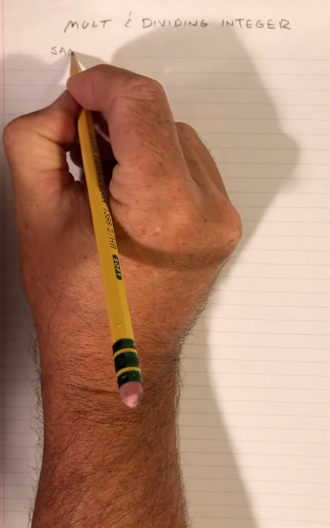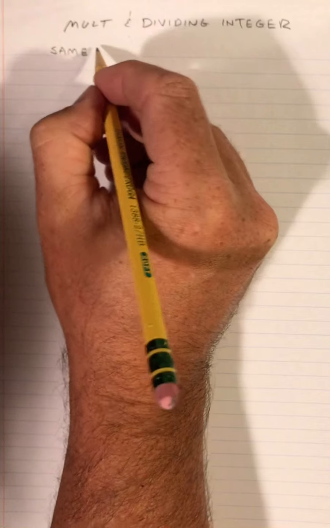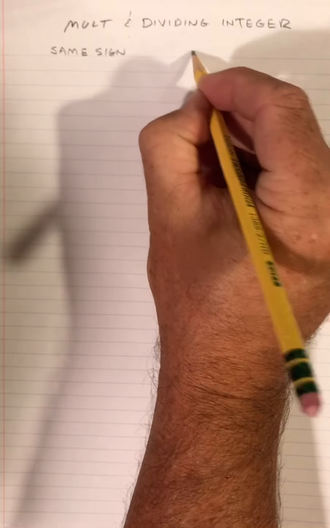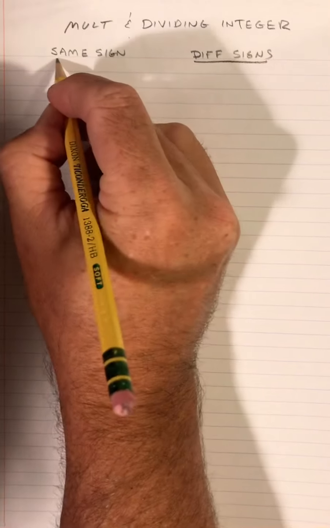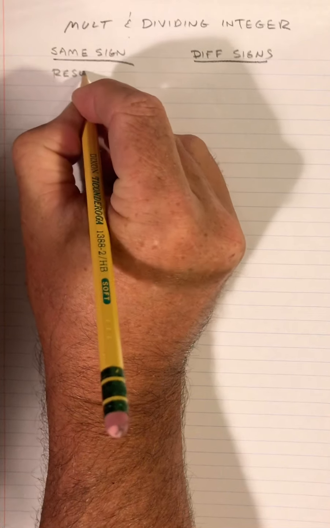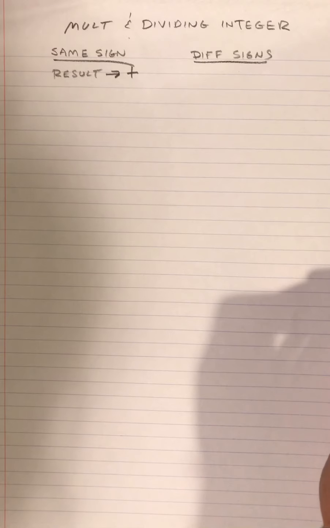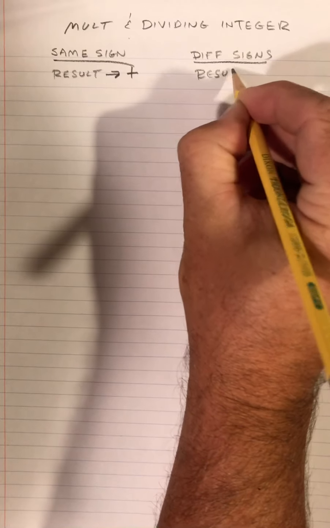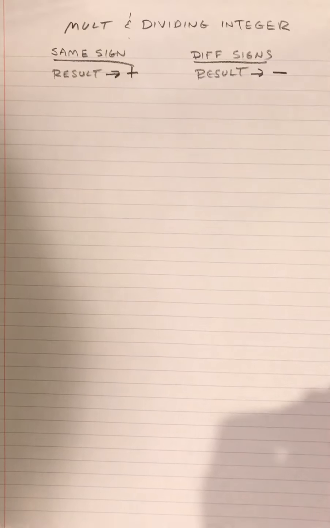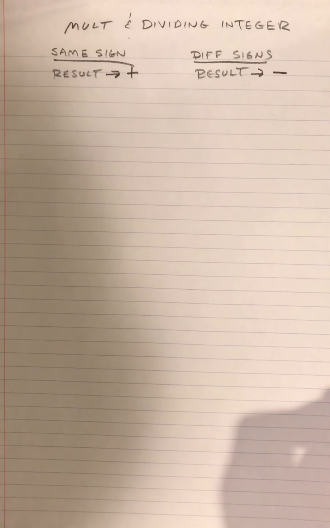We have two choices. When we're multiplying two numbers or dividing two numbers, the signs are either going to be the same or they're going to be different. Okay? And the rules are different for each one. Okay? Now, every time you multiply or divide two integers that have the same sign, the result is positive. Every time you multiply two integers or divide two integers that have different signs, the result is negative. Okay, and I can get into the reasons for that at a different time, but for the purposes of this video, those are the rules.